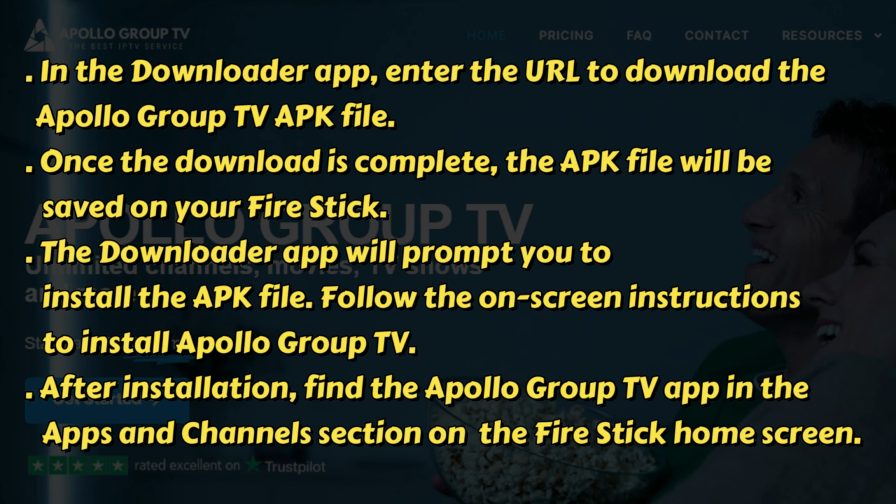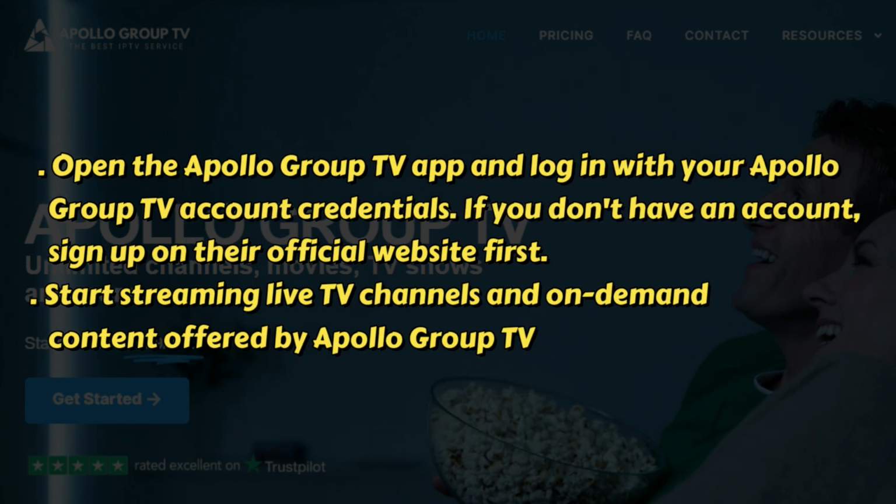After installation, find the Apollo Group TV app in the Apps and Channels section on the Fire Stick home screen. Open the Apollo Group TV app and log in with your Apollo Group TV account credentials. If you don't have an account, sign up on their official website first. Start streaming live TV channels and on-demand content offered by Apollo Group TV.